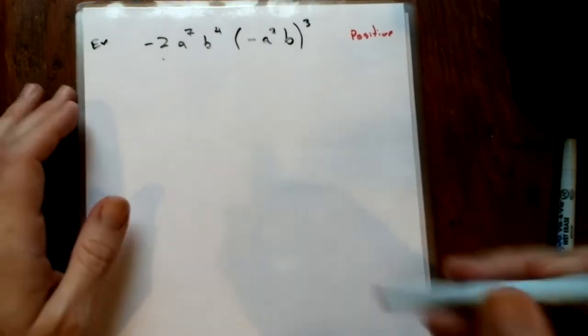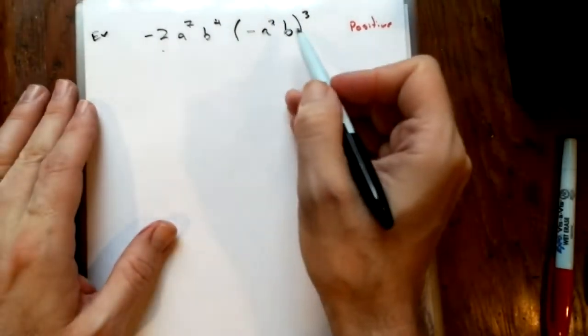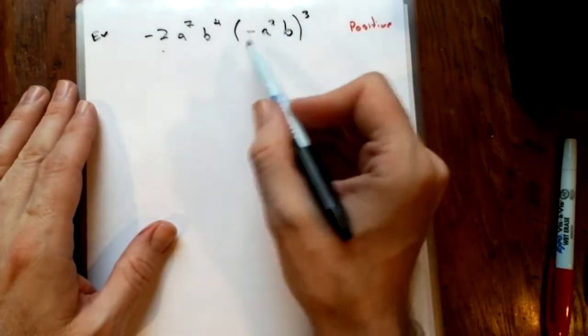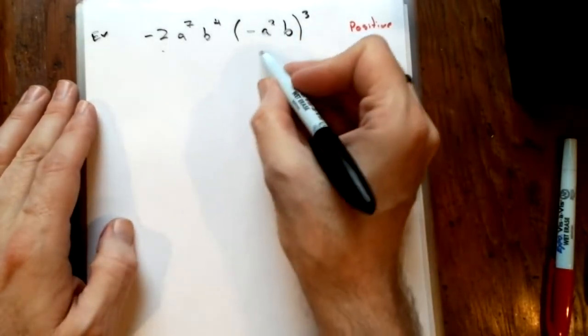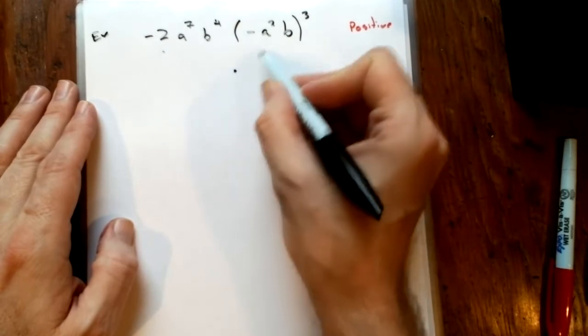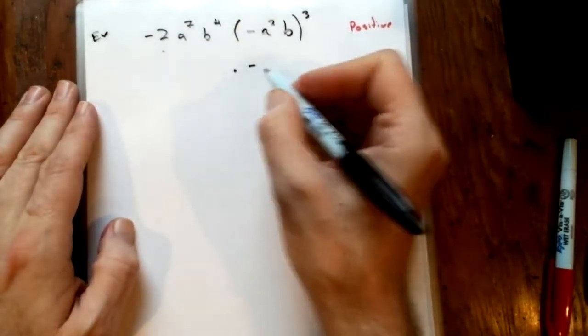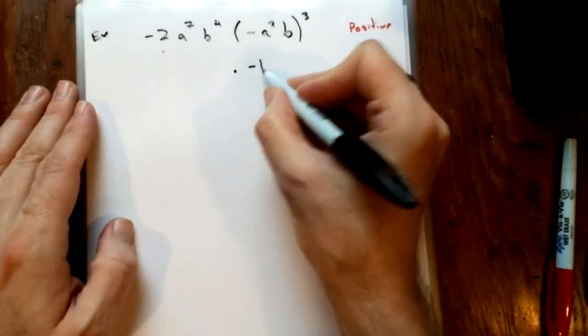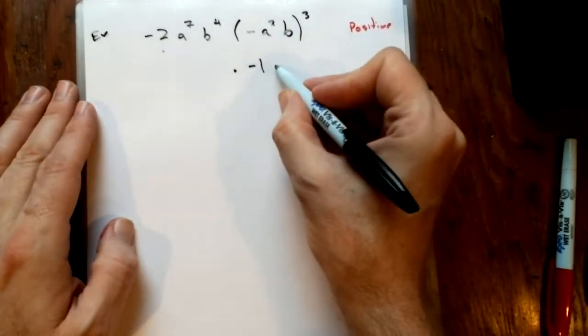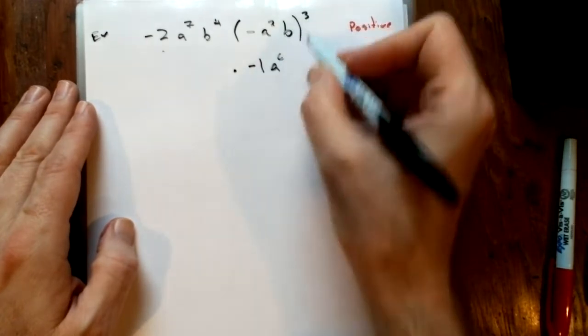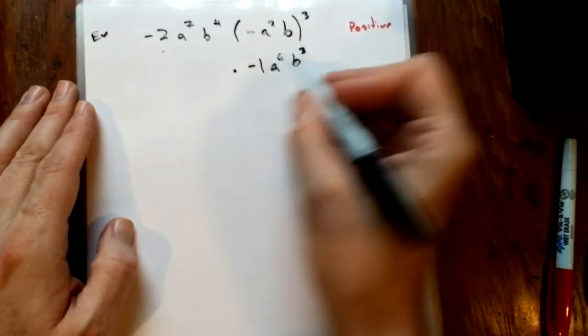All right, after that, it's just a matter of applying those power rules. So here I will have negative times negative times negative, which will be a negative. And if you prefer to have a negative 1 there, you're welcome to. A squared cubed will be a to the 6th. B cubed will be b cubed.